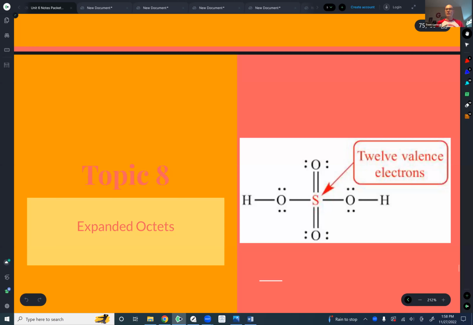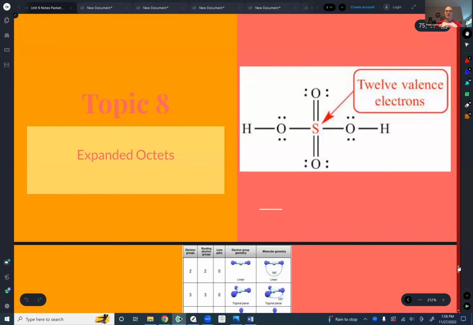Okay, so on the expanded octets, what you need to understand is that we have been working in a more idealistic world up to this point. We've said everybody wants 8 valence electrons around it. Well, you can see from this example of this molecule here, there's something else going on. If we look at that sulfur in the middle, it's got 12 valence electrons. That violates everything we've talked about so far with the octet rule. So why does this happen? How can it happen? So let's take a look at what occurs when it happens.